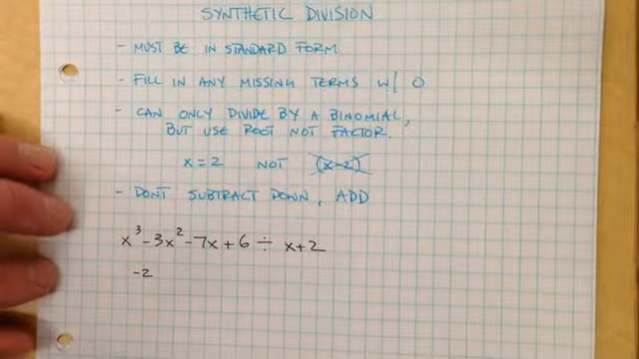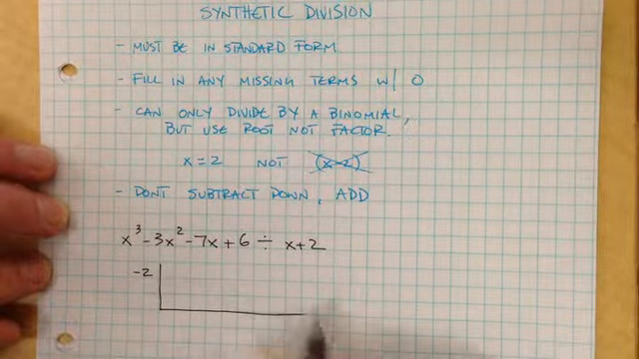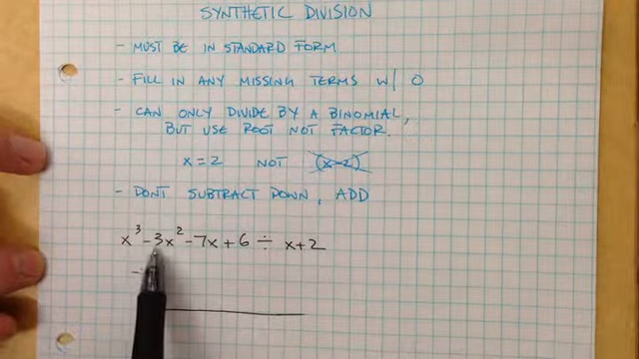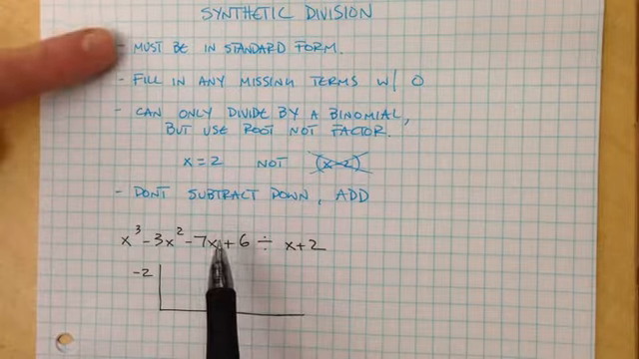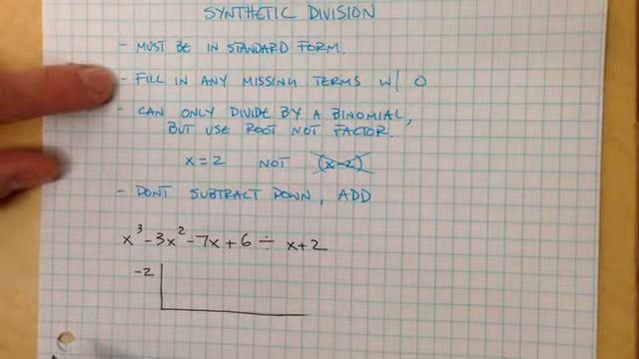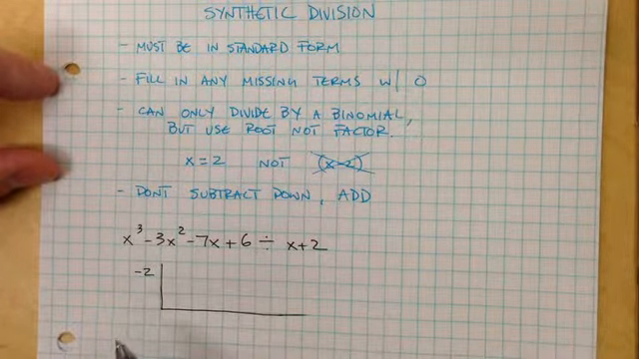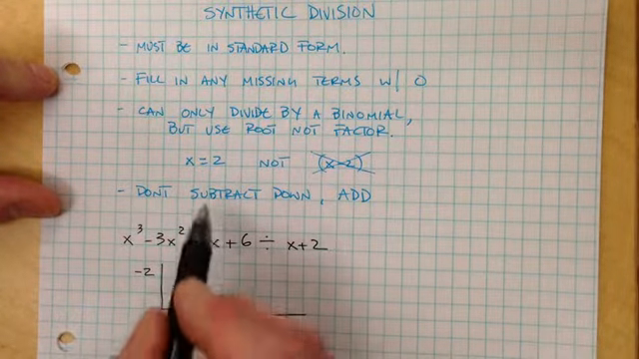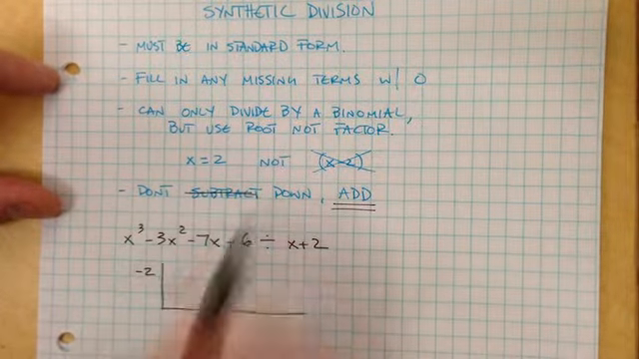Okay, let me slide this up a little bit. Then on the inside, we are going to be using the coefficients of what we are dividing into: x cubed, negative 3x squared, minus 7x, and plus 6. This must be in standard form, which it is. It is in descending order. We need to fill in any missing terms with 0. We have them all, so we don't need to use any placeholders there. And then we are going to be adding down. Don't subtract, but add when we are doing this.